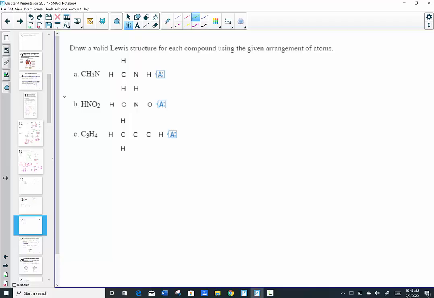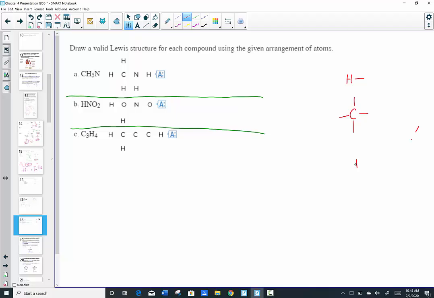For instance, in letter A, let me just model this one. I'm going to separate these so it makes a little better sense. I don't want all those atoms to come together. Letter A gives me 1 carbon, 5 hydrogens, and a nitrogen, and asks me to draw the structure and make sure it's valid. Here's what we know. Hydrogen, 1 bond, and it's done. Carbon requires 4 bonds, no dots. Nitrogen requires 3 bonds, 1 set of dots. And that completes the octet for each atom.